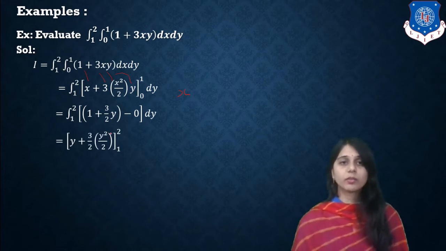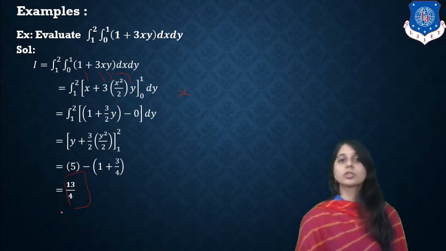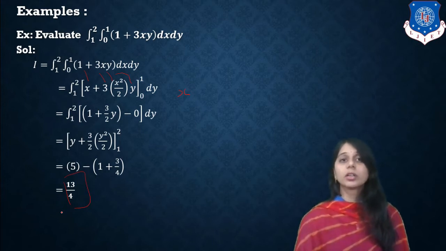So this is your new function to integrate with respect to y. With respect to y, 1 dy is y, 3 by 2 as it is, y square by 2. Put the value, upper limit minus lower limit. We are getting the answer as 13 by 4 for this example. Okay, so it is your double integration with the given limit.